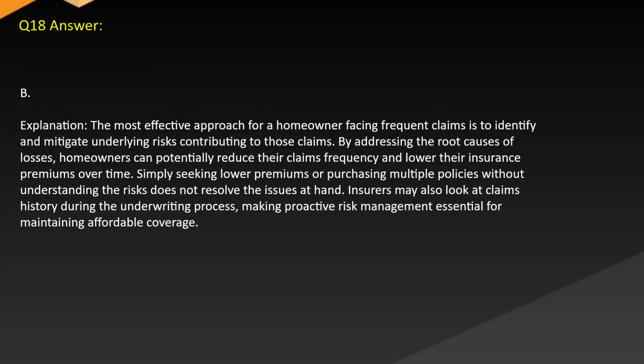Answer: B. Explanation: The most effective approach for a homeowner facing frequent claims is to identify and mitigate underlying risks contributing to those claims. By addressing the root causes of losses, homeowners can potentially reduce their claims frequency and lower their insurance premiums over time. Simply seeking lower premiums or purchasing multiple policies without understanding the risks does not resolve the issues at hand. Insurers may also look at claims history during the underwriting process, making proactive risk management essential for maintaining affordable coverage.